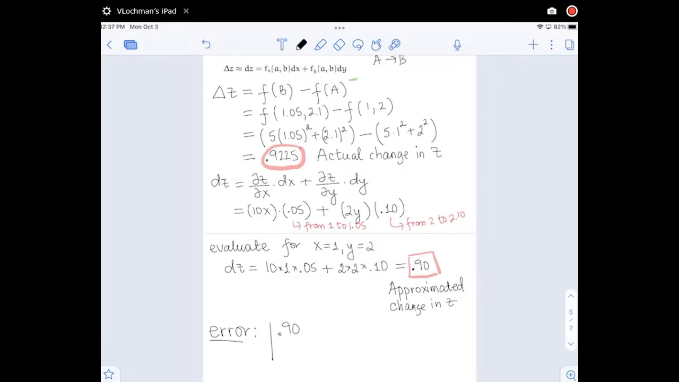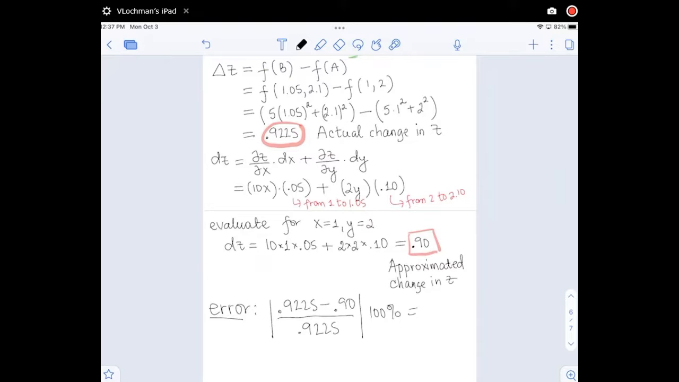I'm using the language of statistics. So the actual is 0.9225 minus the approximated, and then we divide that by the actual. I'm going to take the absolute value of this because sometimes we'll have negative values, which is not a big deal. We want to look at the absolute error. So 100% on the outside. Once you compute this quantity, you get that our error is 2.44%. It's not terrible. It's pretty good, actually.